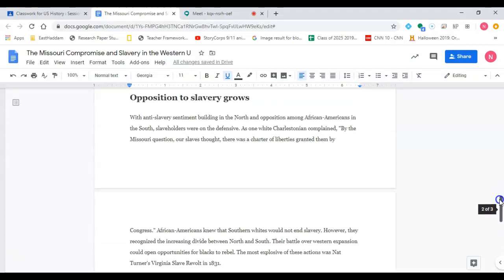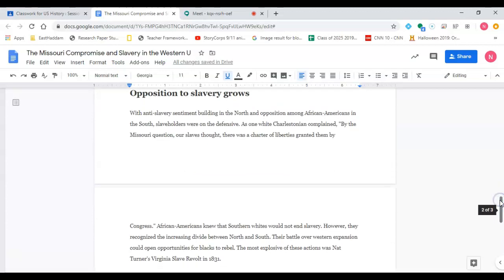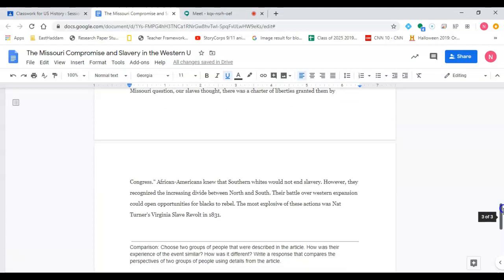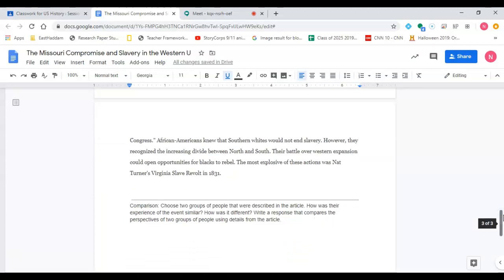And finally, opposition to slavery grows. With anti-slavery sentiment building in the North and opposition among African Americans in the South, slaveholders were on the defensive. As one white Charlestonian explained, by the Missouri question, our slaves thought there was a charter of liberties granted by Congress. African Americans knew that Southern whites would not end slavery. However, they recognized that the increasing divide between North and South, their battle over Western expansion, could open opportunities for blacks to rebel. The most explosive of these actions was Nat Turner's Virginia slave revolt in 1831.